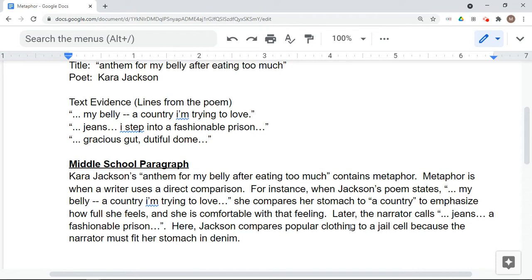Here, Jackson compares popular clothing to a jail cell because the narrator must fit her stomach in denim. Therefore, or thus, this is another, thus is used for cause and effect. And thus, also used for cause and effect, also used to sort of emphasize.